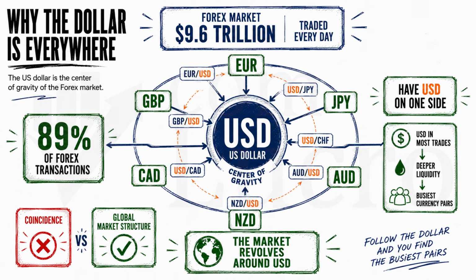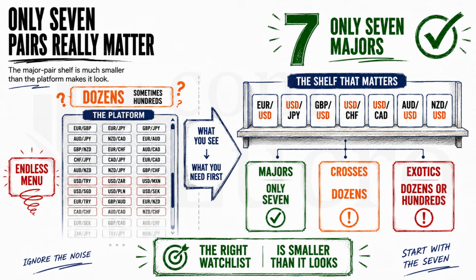Now, you might be asking, why does the dollar show up in every single one of them? And that's not a coincidence. Forex is the biggest market on the planet, trading around $9.6 trillion every single day. And the US dollar sits on one side of roughly 89% of all of it. The dollar is the center of gravity for the whole market, so the pairs built around it are the busiest of all.